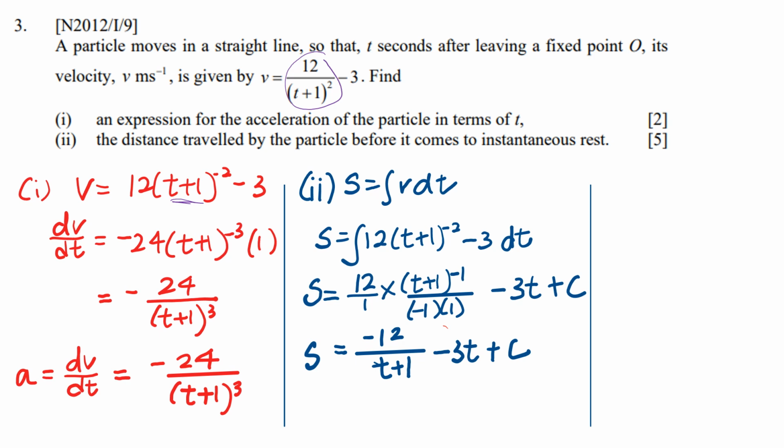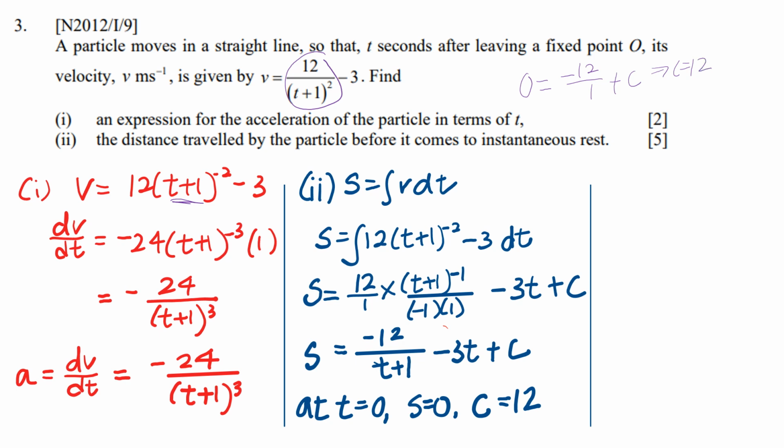Again, we need to find the unknown constant c. So we will have to assume that at t equals 0, no distance has been traveled. So we start from the fixed point O. So t equals 0, s equals 0. From there, you'll find that your c is not 0. When you substitute s to be 0, you would have 0 equals negative 12 over 1, minus 3 times 0 is 0, then plus c. So from there, you will see that c equals 12.